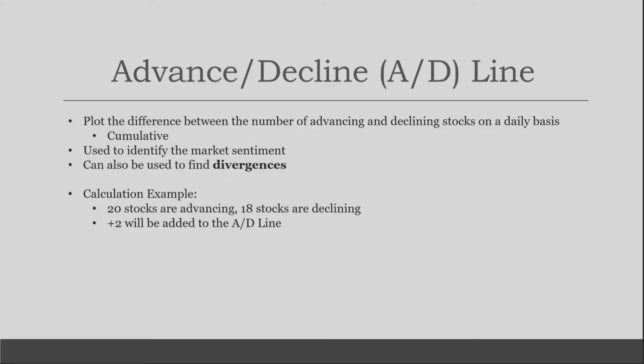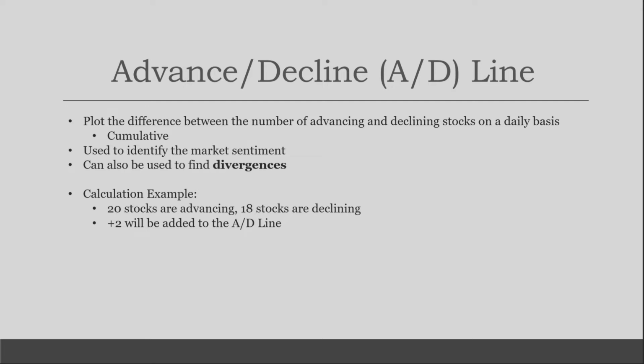The first type of market indicator is known as the advance decline line, better known as the AD line. I briefly mentioned its existence in the previous level, but let's go ahead and break down what the AD line is. The AD line plots the difference between the number of advancing and the number of declining stocks on a day-to-day basis. Its main purpose is to identify the overall market sentiment. However, what's great about the AD line is that it can also be used to find divergences.